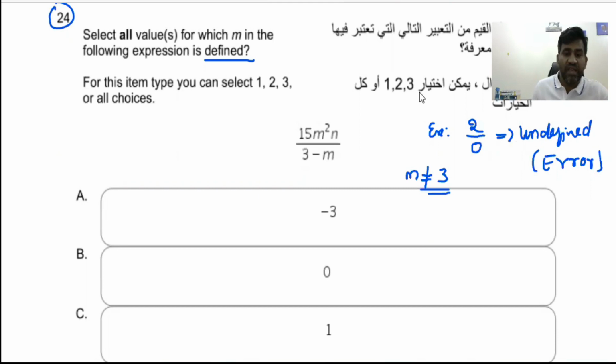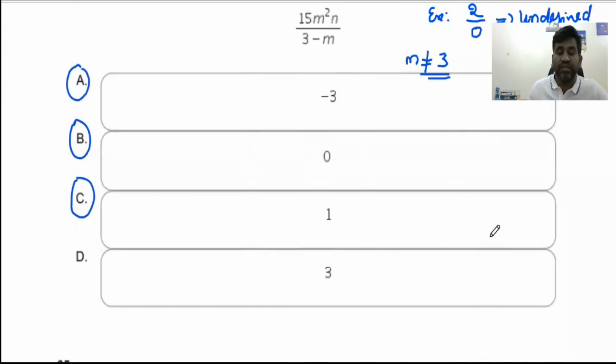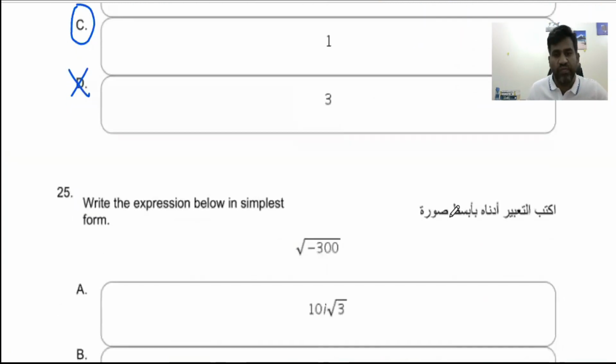So m can be negative 3, m can be 0, m can be 1 also, but m cannot take the value 3. This means the answer to this question is A, B and C. All of these three are answers, but D is not, because D makes the denominator undefined. Right? So that's how we solve it.